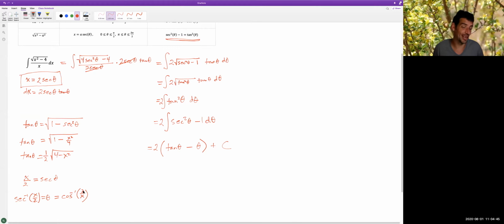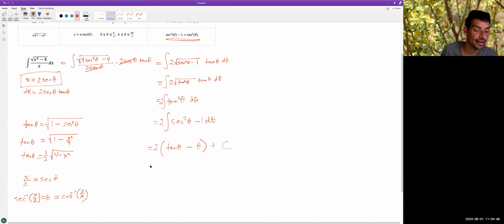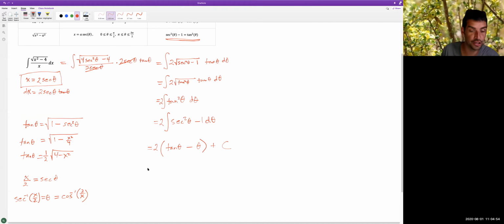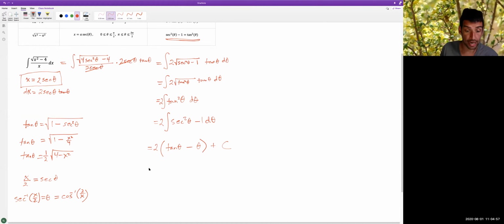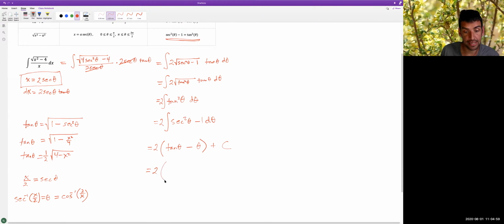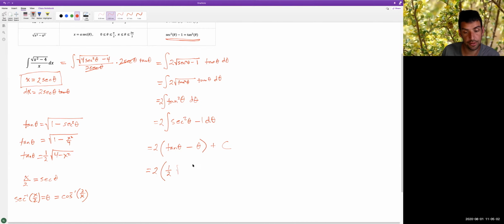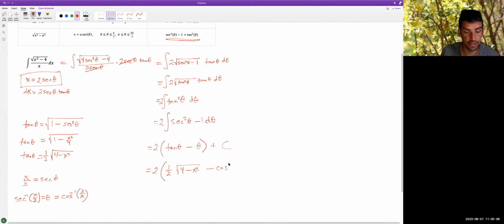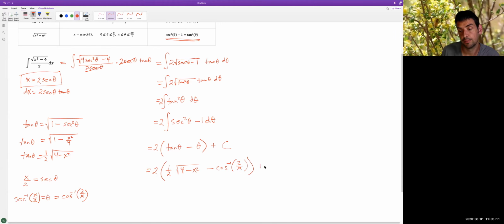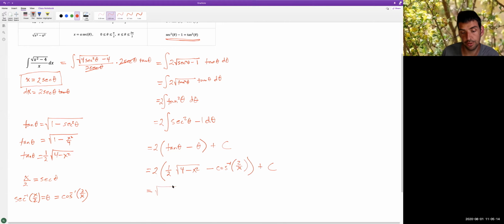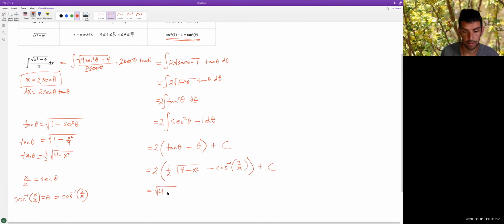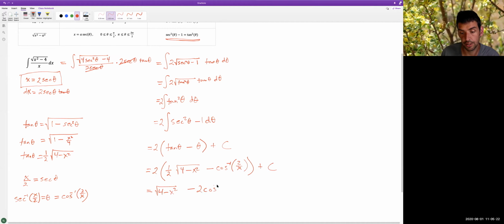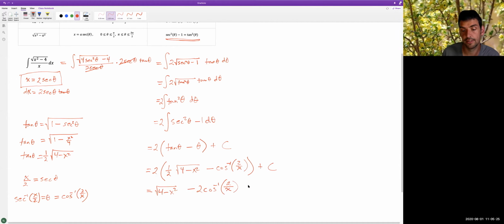There is no good reason for that. Just for whatever reason, I like to have the primary trig functions and inverse functions there. Okay, so now I'm just putting all of this back in. Tangent theta becomes 1/2 the square root of x squared minus 4, minus cosine inverse of 2 over x, plus c. Maybe we want to distribute that too. We'll have the square root of x squared minus 4, minus 2 cosine inverse of 2 over x, plus c.